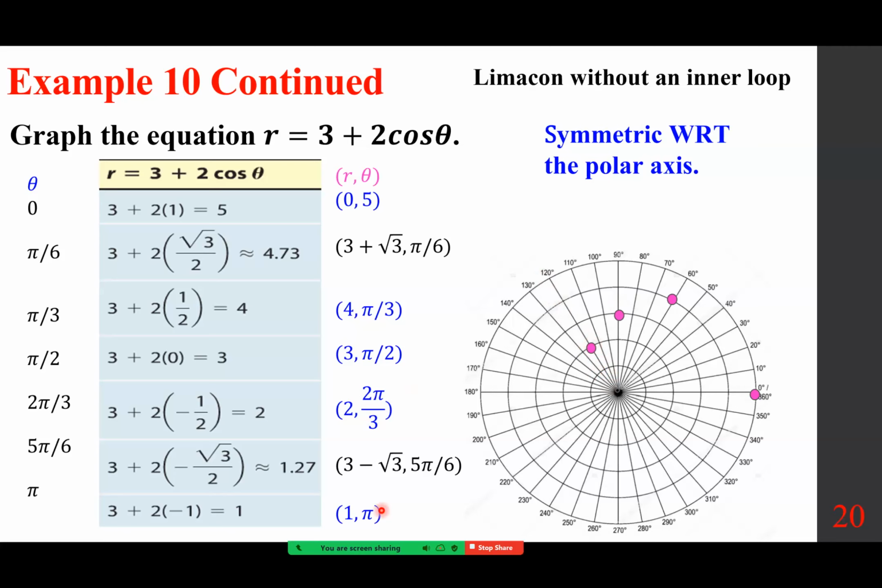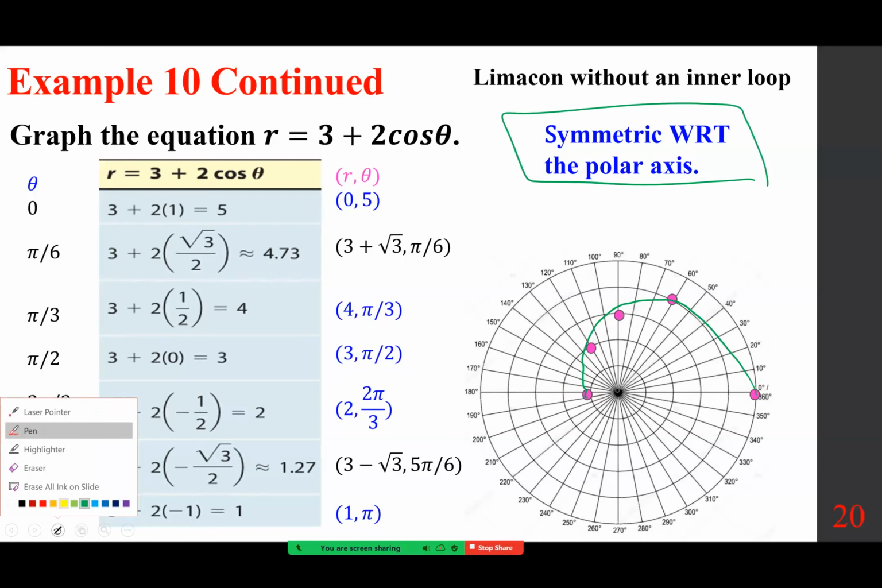Again, I want to do the easy one. 1 and pi. Pi is on this side, 180 degrees. 1 is here. And so if I were to graph this, just for the sake of argument, and this is not going to look that good, but I'll show you a better graph, of course. If I were to put them together, then use the fact that it's symmetric with the polar axis.